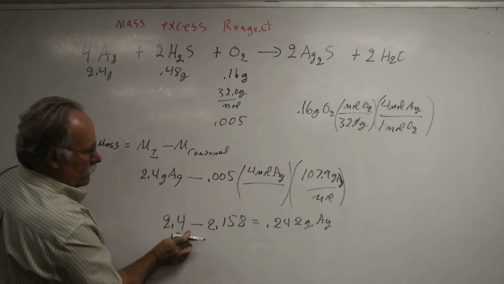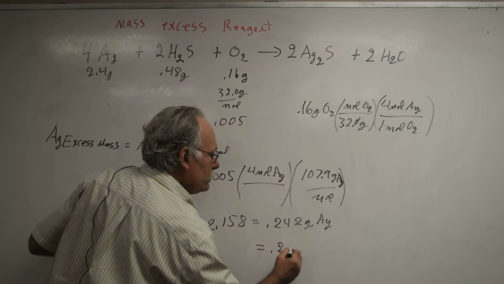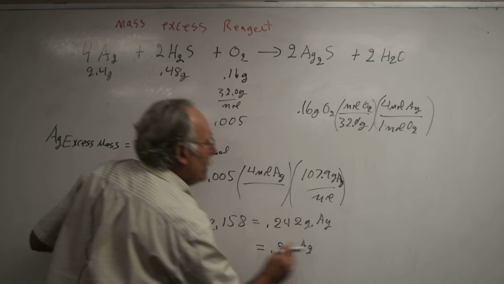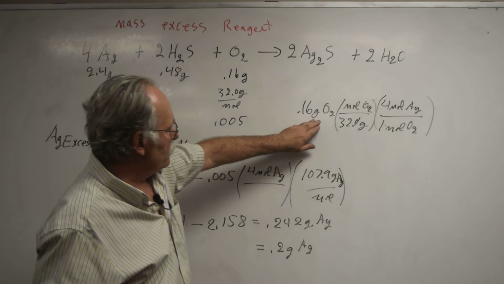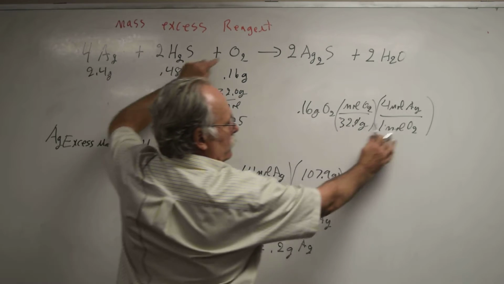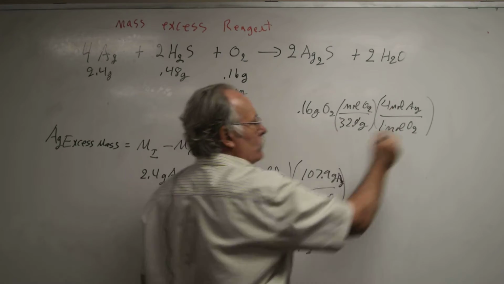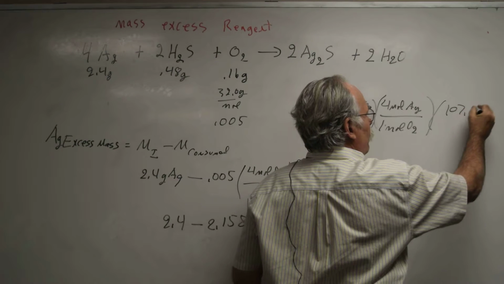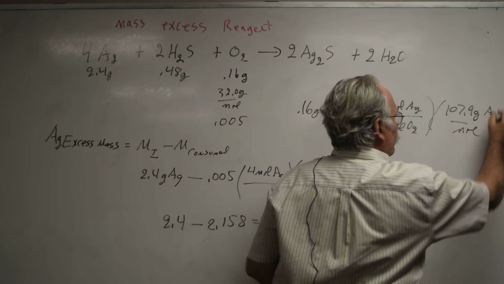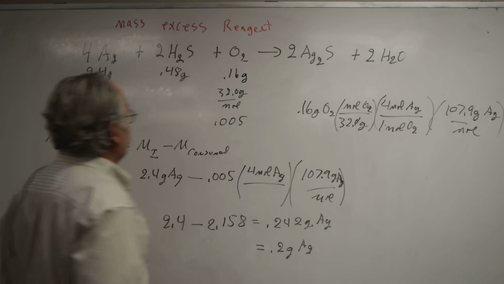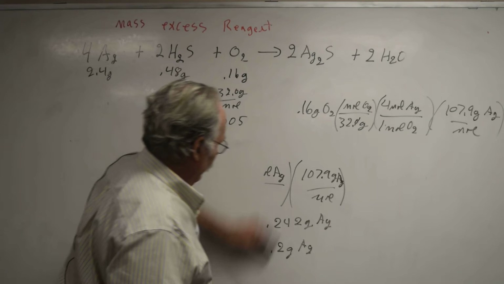But this is only known to the tenths. Therefore, this can only be known to the tenths, so it's 0.2 grams of silver. Now, I hope you recognize that by using this 0.005, I was taking the 16 divided by the 32 divided by the 1. I then multiplied that by the 4 and multiplied that by the 107.9 grams of silver per mole. Now, let's very quickly calculate the excess mass of the H2S.